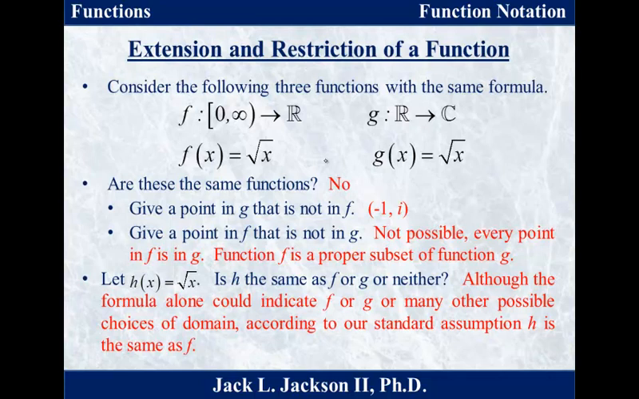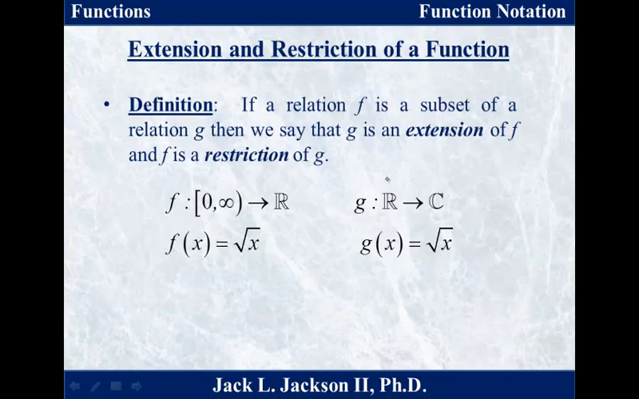Now when I just see h of x equals square root of x, the formula alone could indicate f or g or any number of possibilities depending on what we want to pick for our domain, but our standard assumption is that h is the same as f, that the codomain is the set of reals, and the domain is the largest possible set of reals that makes sense, which is exactly what f is. So, same two functions here.